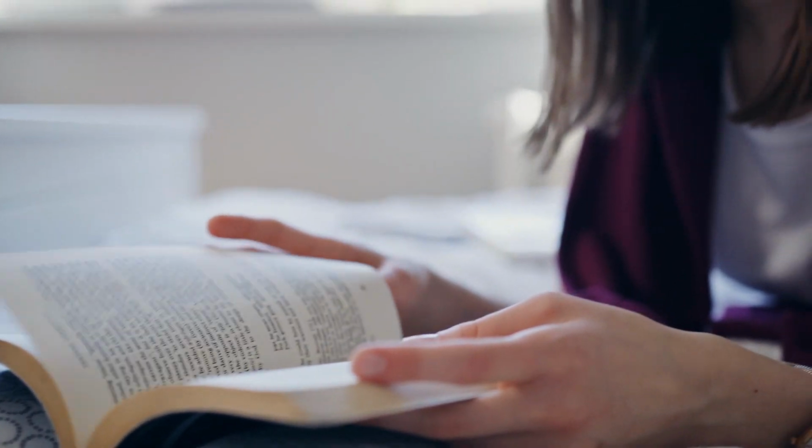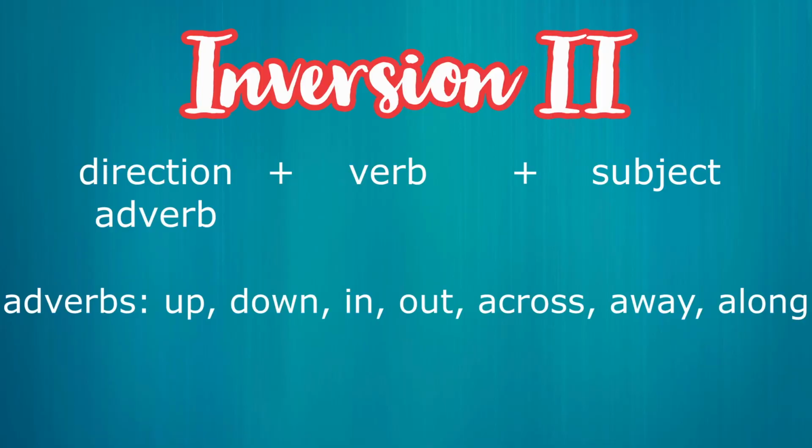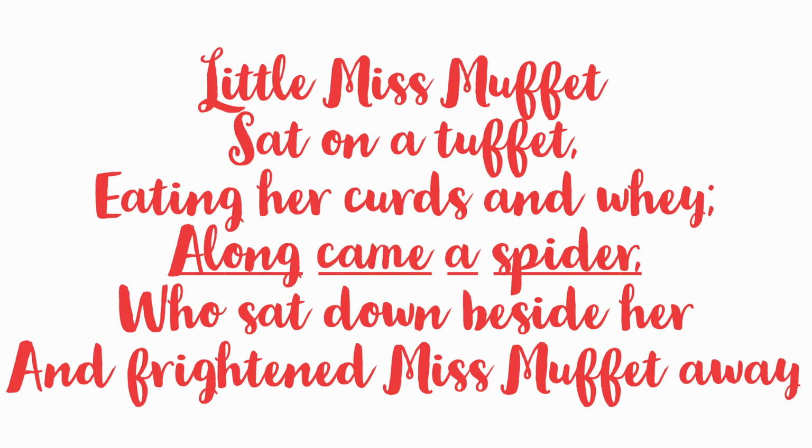The second way I'm going to talk about inversion is when it's used to add a dramatic flourish to a point in the story. This kind of inversion happens frequently after adverbs of direction, like up, in, out, away, along, etc. It's then followed by a verb, then the subject. Native speakers often encounter it at a young age, as it's found in the nursery rhyme Little Miss Muffet.